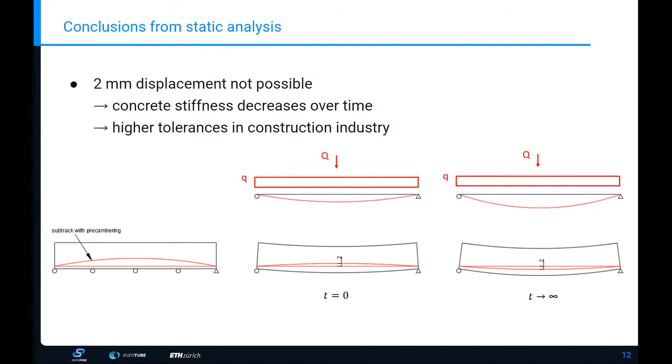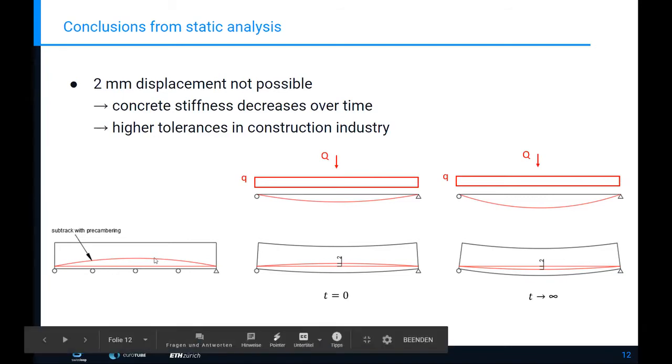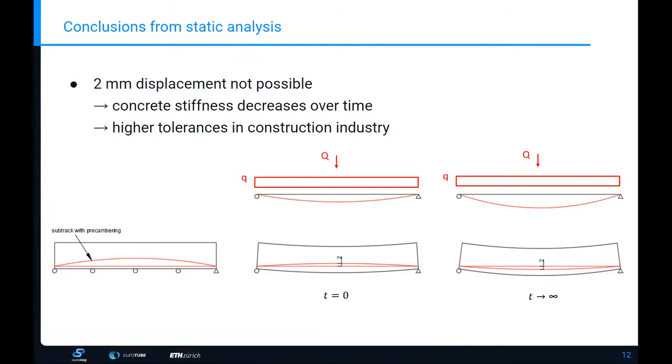So before I start, I have to mention that concrete is a very, very tricky material because concrete over time loses stiffness due to shrinkage and creep. This means, for example, the E modulus drops to about a third of what its initial value was. So we have to consider somehow a system or some pre-cambering, so a measure where we uplift the subtrack at the beginning so that after time it can displace vertically and that the vehicle just experiences the difference of this displacement. So that's what we did here.